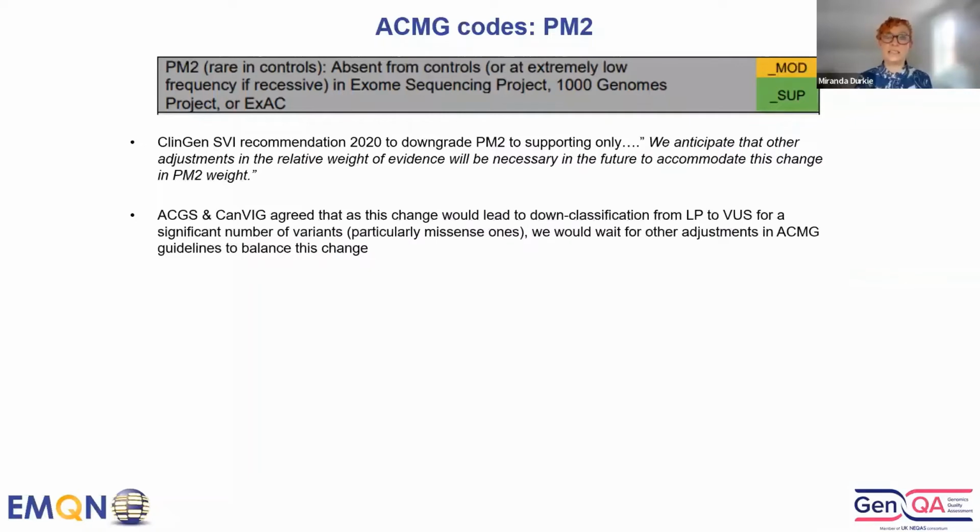So the ACGS and CanBIG together agreed that, as we'd done a preliminary look at some of our variants, a significant number, particularly missense ones, would be affected and would move classification from likely pathogenic to VUS, that we would hold on for these other ACMG guidelines in order to balance this change.